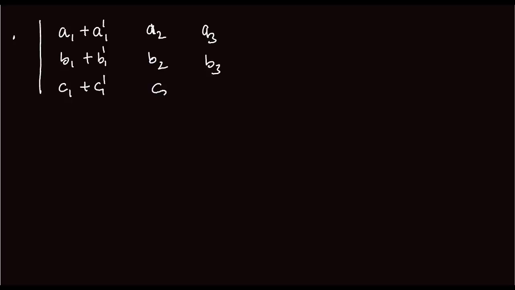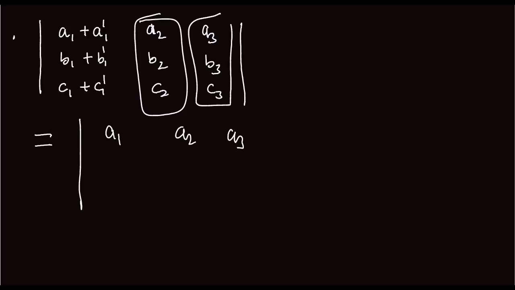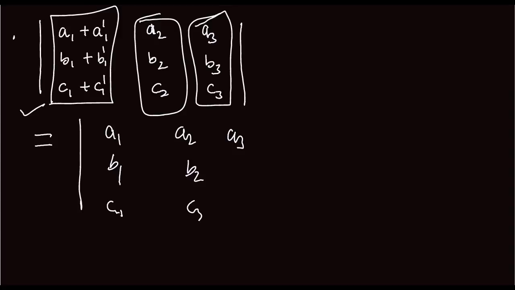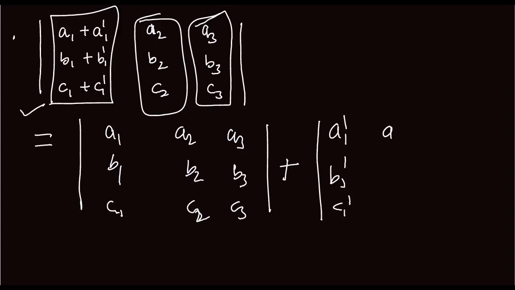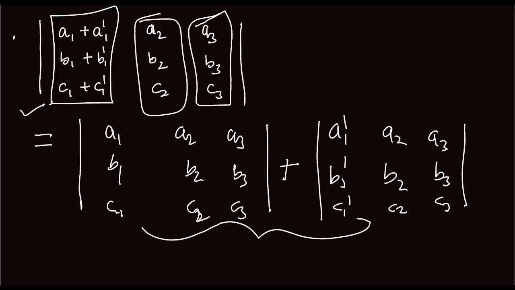Then the next property is that if you have a determinant which can be expressed as the sum of A1 plus A1 dash, then A2, then A3, then B1 plus B1 dash, B2, B3, C1 plus C1 dash, C2, C3. If you have a determinant like this, then you can break it down into a sum of 2. So that will be A1, then A2, then A3. These two columns will remain the same, but these two will separate out. So A1, B1 and C1, then A2, B2, C2, A3, B3, C3, plus the determinant of A1 dash, B1 dash, C1 dash, A2, B2, C2, A3, B3, C3. Fine. So you can separate these two. The determinant will remain same.